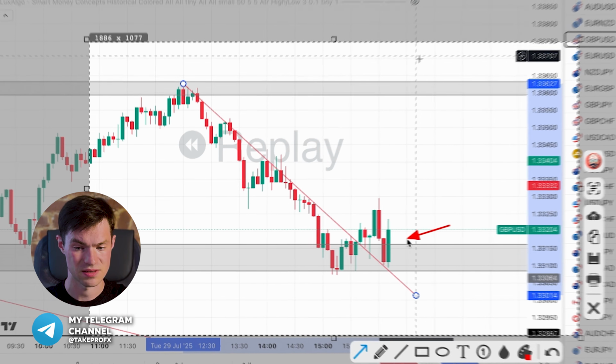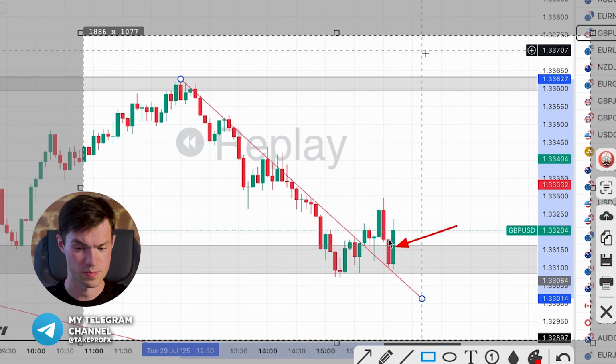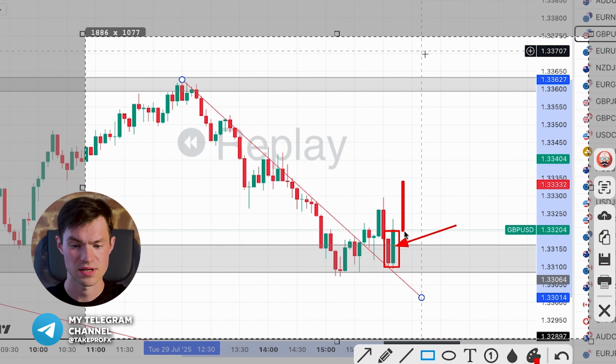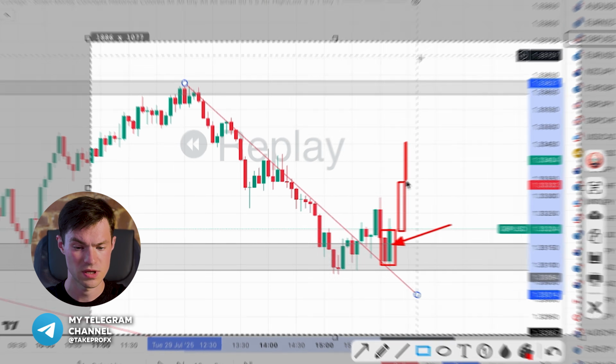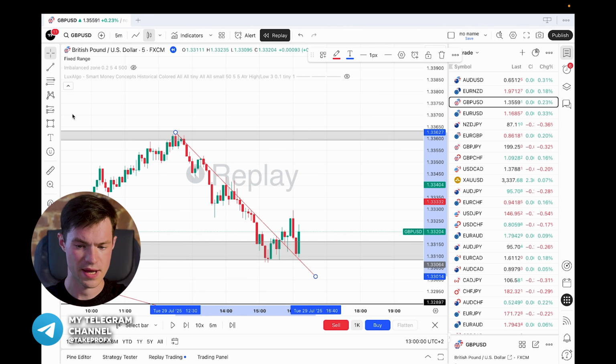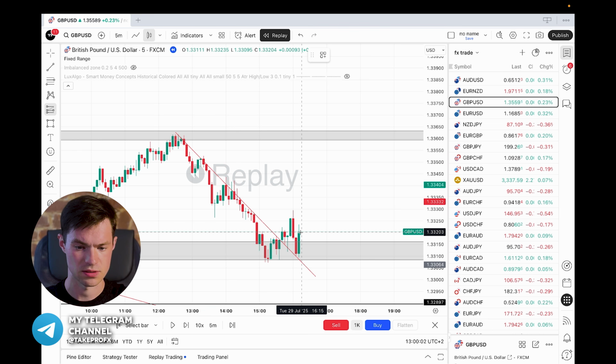Here we have a retest, and moreover a certain bullish pattern is formed here, which says that most likely the next movement will be upward. Of course, I calmly enter a long position here. This is my first trade.